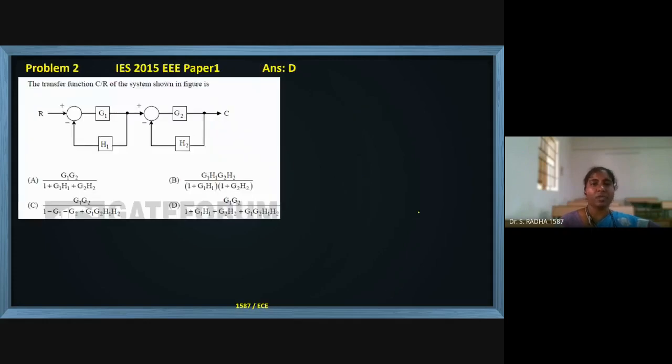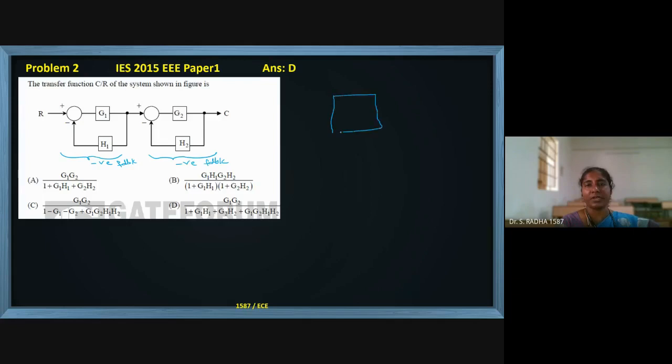Now I am going to the next problem. This is from 2015 IES, Indian Engineering Services exam, EEE paper. We have to find the transfer function. First we will reduce this portion separately. This is negative feedback. The second is also negative feedback, the minus sign is there. So I will make a single block reduction of each negative feedback.